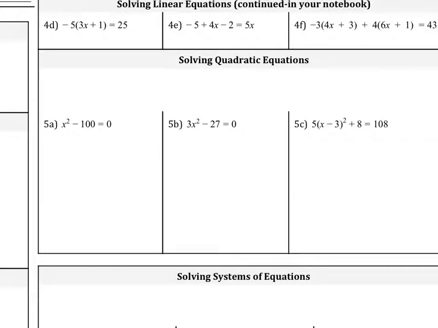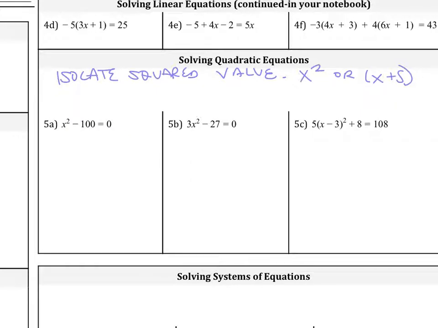Solving quadratic equations. When we're solving quadratic equations of this form, what we want to do is isolate the squared value first. For example, x squared, or another example, x plus 5 squared. You want that isolated, meaning you don't want any number in front, or any number added or subtracted to the back.